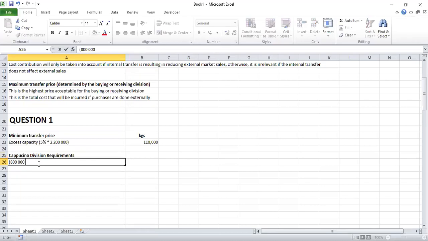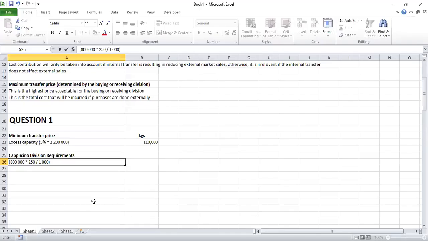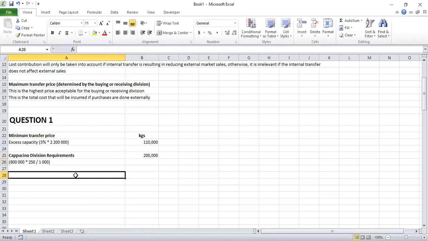So the requirement is 800,000 times 250 divided by 1,000. Why am I dividing by 1,000? Because the 250 is given in grams. To convert that to kgs, I have to divide by 1,000. So what do we get? 200,000. That means the cappuccino division wants 200,000 kgs.